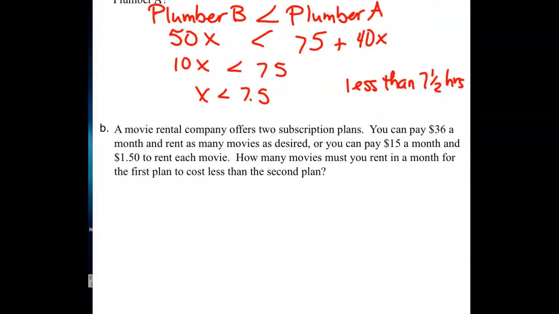Okay, a movie rental company offers 2 subscription plans. You can pay $36 a month and rent as many movies as you desire, or you can pay $15 a month and then pay $1.50 to rent each movie. How many movies must you rent in a month for the first plan to cost less than the second one? So our unknown is how many movies? So we're going to let that be X. Okay. We want the first plan to be less than the second plan.